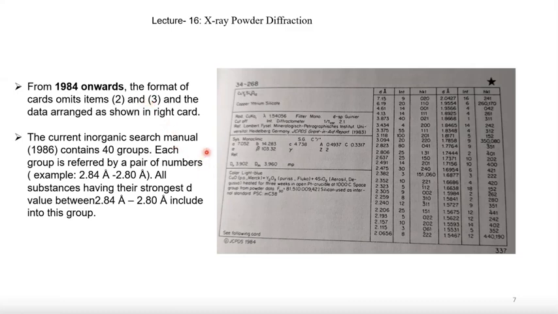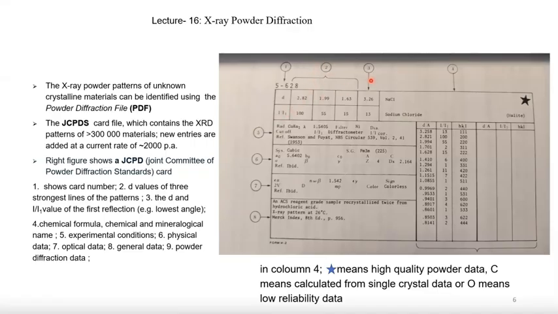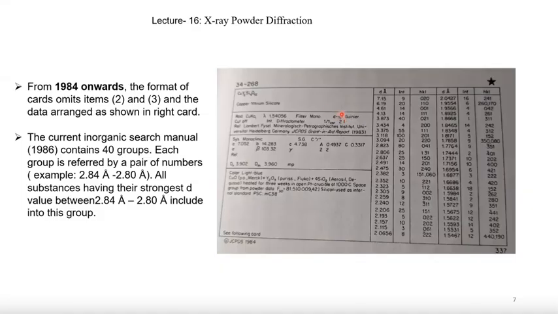What we omitted, you can show this item number 2, item number 3 is being omitted from 1984 onwards. And this card is now the current PDF card. And there are, as I said, many sets. So, say for example, the current inorganic search manual, that is 1986, contains about 40 groups. Each group is referred by a pair of numbers. This is the pair of numbers, that is 2.84 angstrom to 2.80 angstrom.